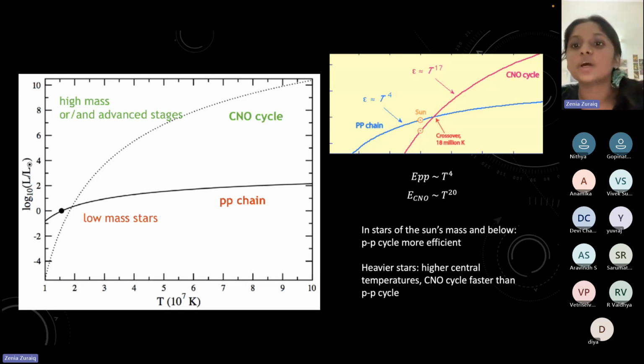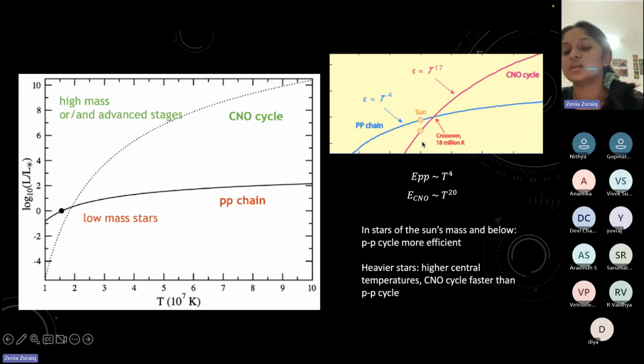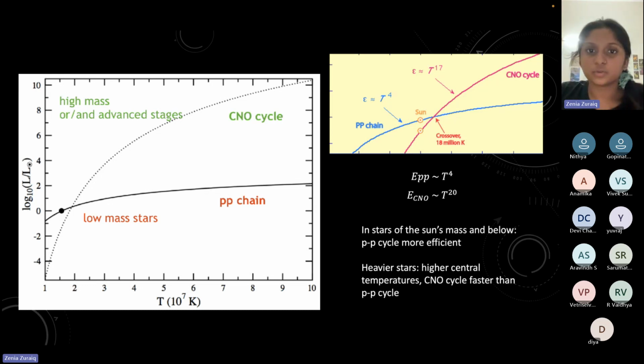is much more efficient. Whereas as you go to hotter stars or more massive stars, we see that around 18 million Kelvin, and again, if you go back to your stellar evolution, you know how to relate mass and central temperature, you can see that for hotter stars, the CNO cycle is much more effective. Because they have higher central temperatures, the energy released from CNO is much more than the PP cycle. So we can kind of compare and contrast these different relations. So that's about the nuclear cycles.